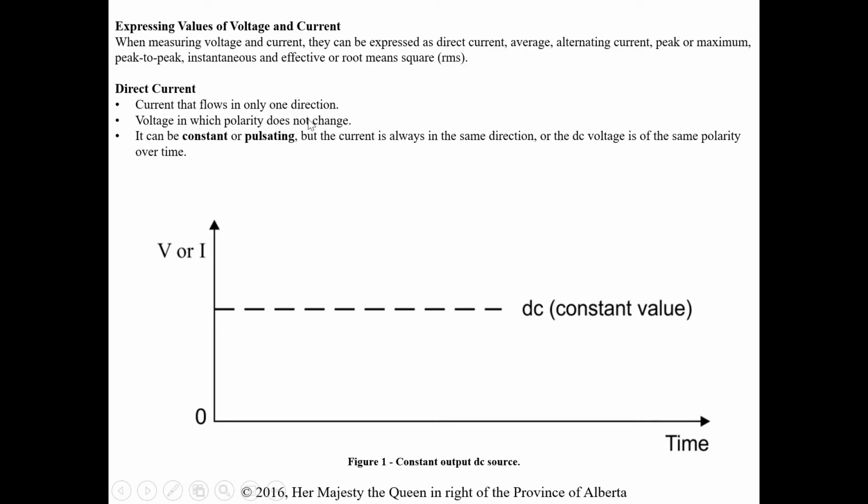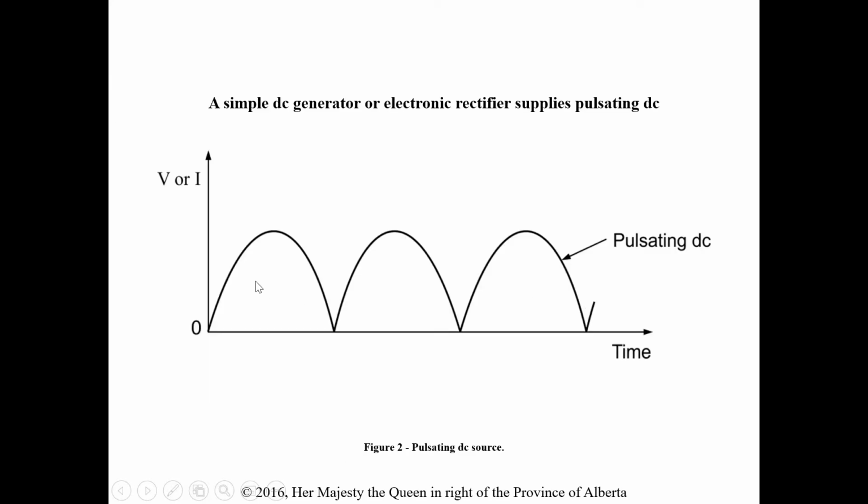So again, in DC, current only flows in one direction, and the voltage polarity does not change. It can be constant or pulsating, depending on what your DC supply is, but the current is always in the same direction. So the DC voltage is the same polarity over time, okay? So different than what we talked about with AC.